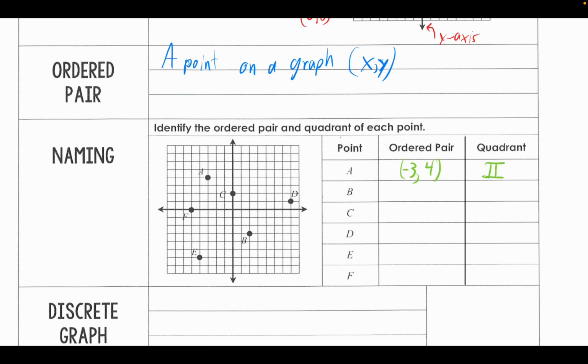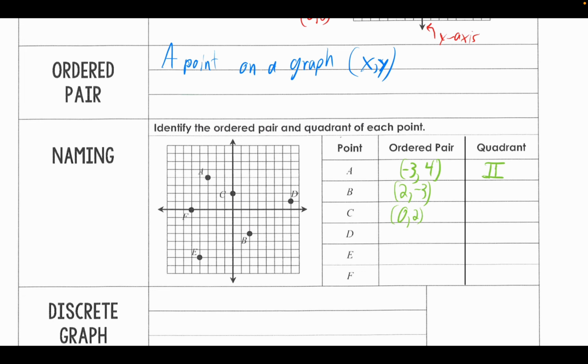As we move on to letter B, for example, we notice that this one is 2 to the right and 1, 2, 3 down. So that's +2, -3, so (2, -3). Once again, the first number tells you how far left and right you're going. Left is negative, right is positive. The second number tells you how high up and down you're going. Down is negative and up is positive. So letter C would be at (0, 2). It's 0 left and right, but it is 2 up.